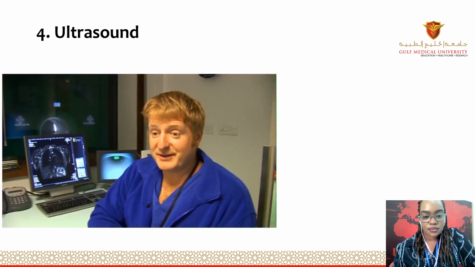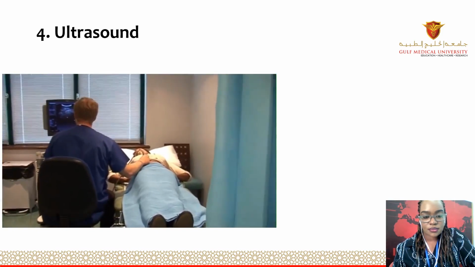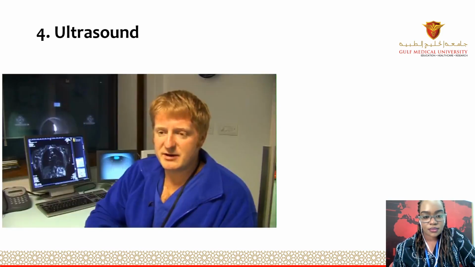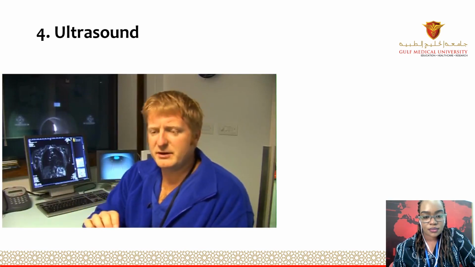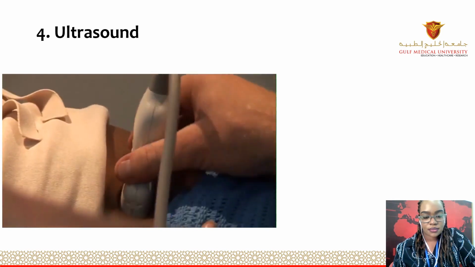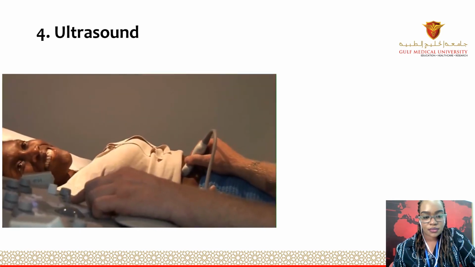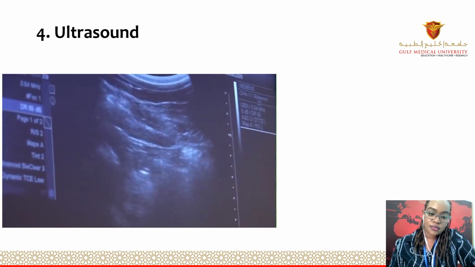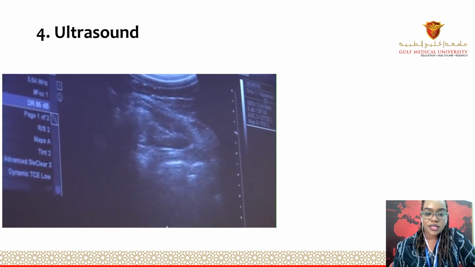If you're coming for an ultrasound, you'll be shown into a room where you lie on a couch, and there'll be a machine next to the couch, and then the radiologist or the radiographer will put a transducer against your skin with a bit of coupling jelly, and the transducer is the scanning head. This is the ultrasound.